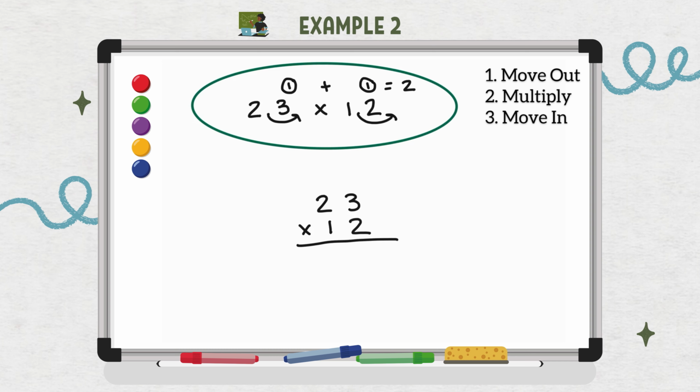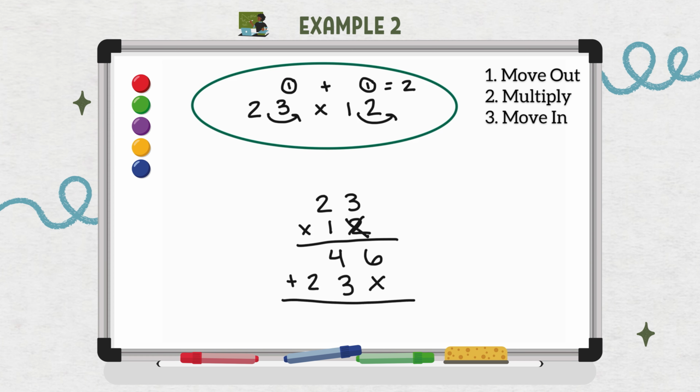First, we need to multiply by the ones place. 3 times 2 is going to be 6, and 2 times 2 is going to be 4. Now I'm going to mark out the ones place because we've already used it. Now I'm going to multiply by the tens place. 3 times 1 is 3, and 2 times 1 is 2.